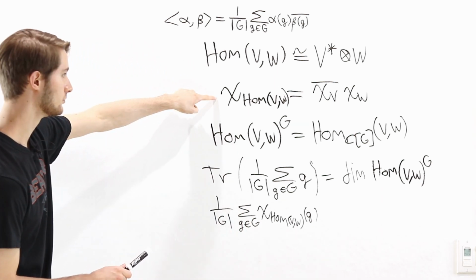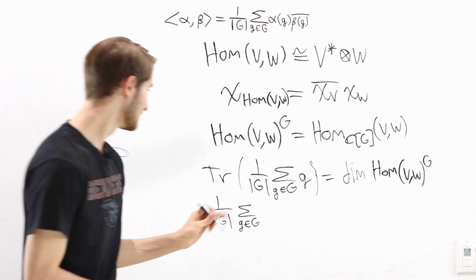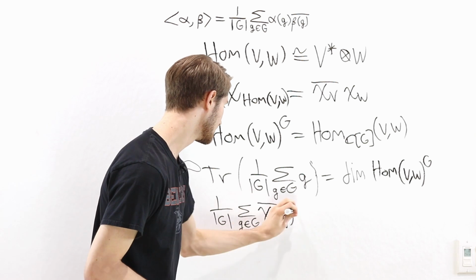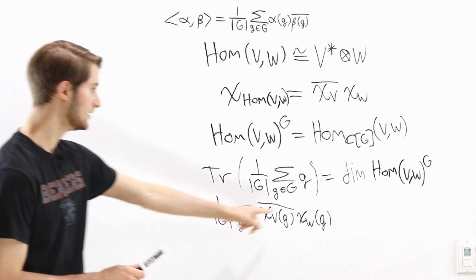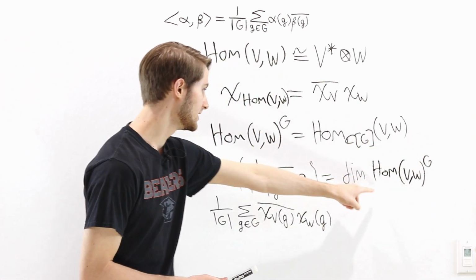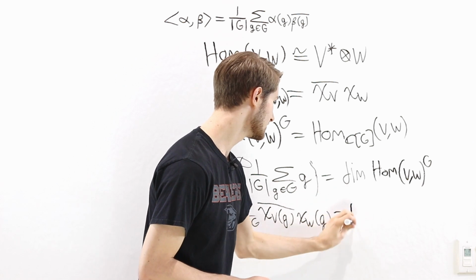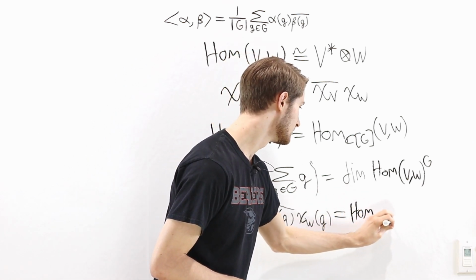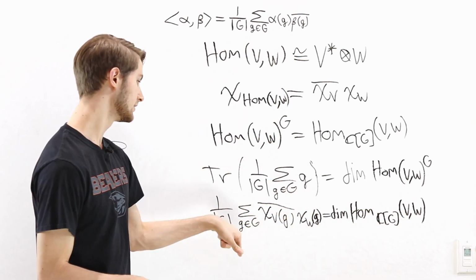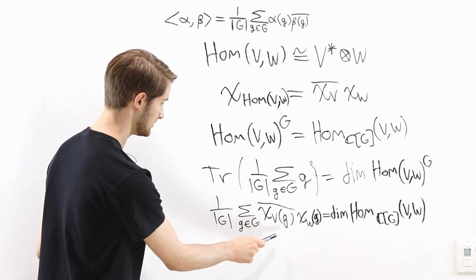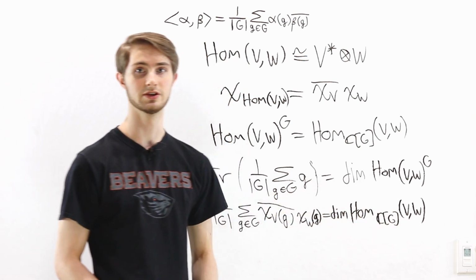And we found earlier a formula for this character. It's the same thing as chi_V of g bar times chi_W of g. So this is equal to the dimension of the fixed space of the representation under the action of G. And we showed that this is the same as the space of CG module homomorphisms from V to W. So we just showed that this sum right here, which you might recognize as the inner product between chi_W and chi_V, is equal to the dimension of the space of CG module homomorphisms from V to W.